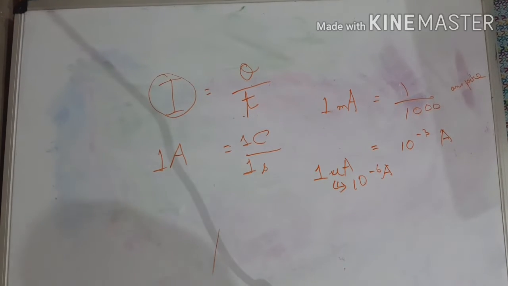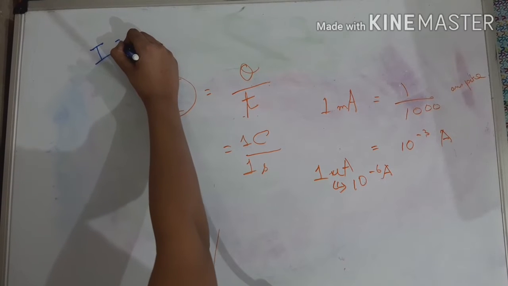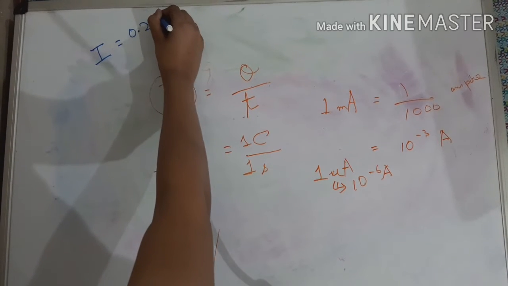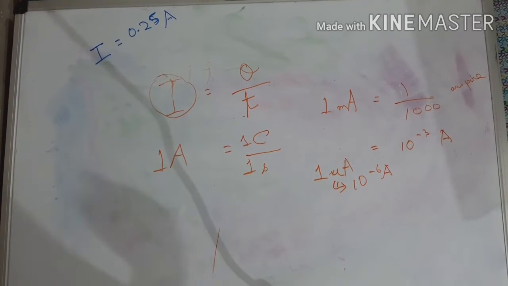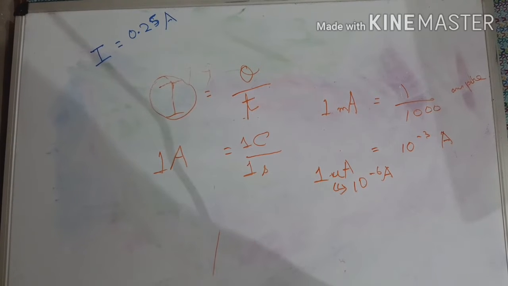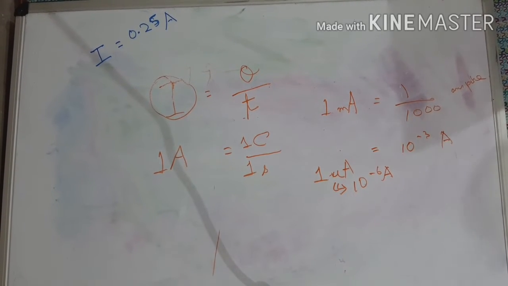So now let's solve a very easy sample problem. The question is, an electric bulb draws a current of 0.25 amperes. So we are given I, that is electric current, equal to 0.25 amperes. Friends, don't forget to mention the SI units of all the quantities, otherwise your marks will be decreased. Okay, so I is given, 0.25 amperes.